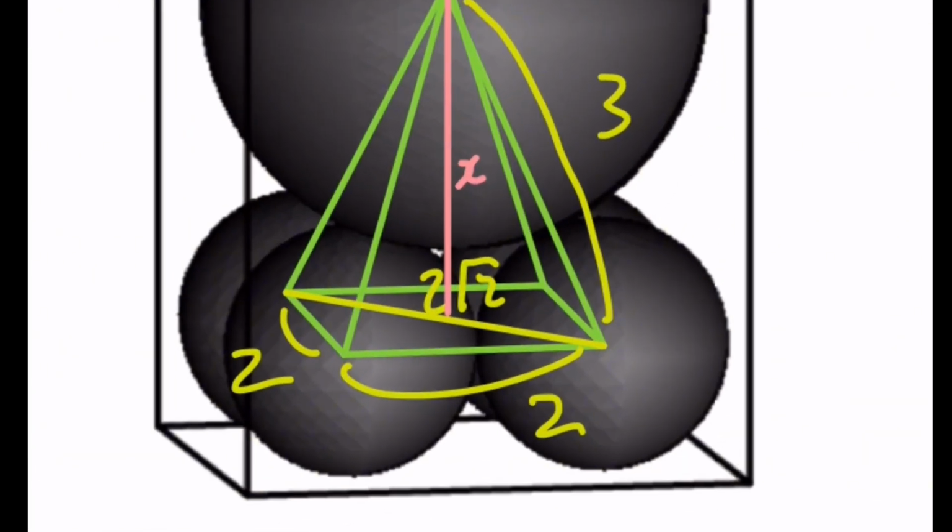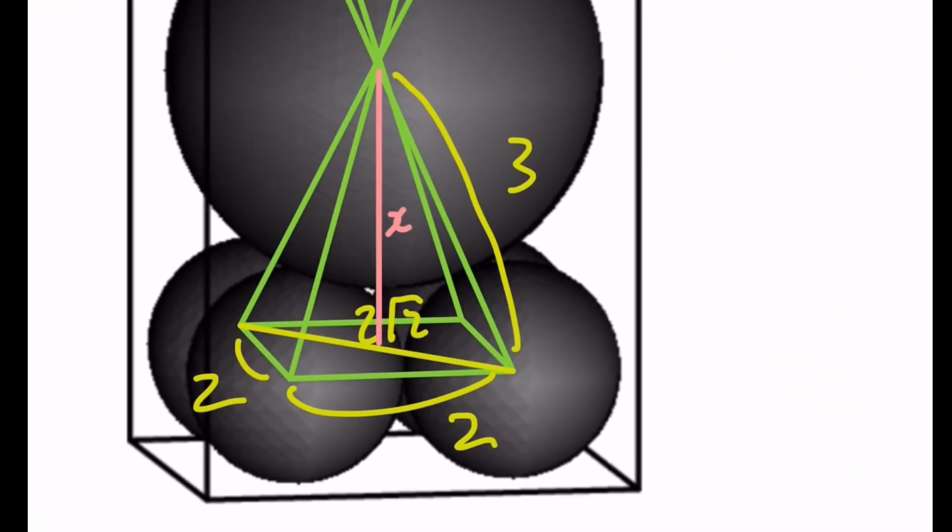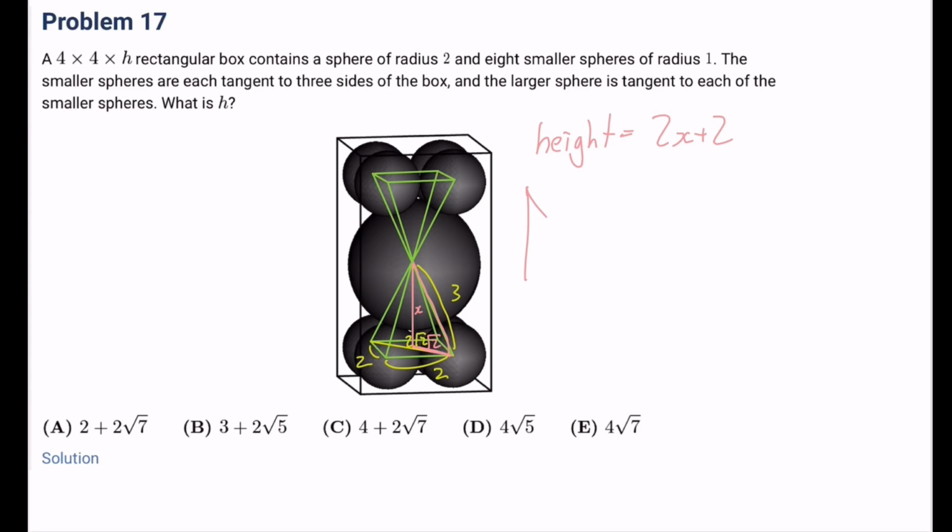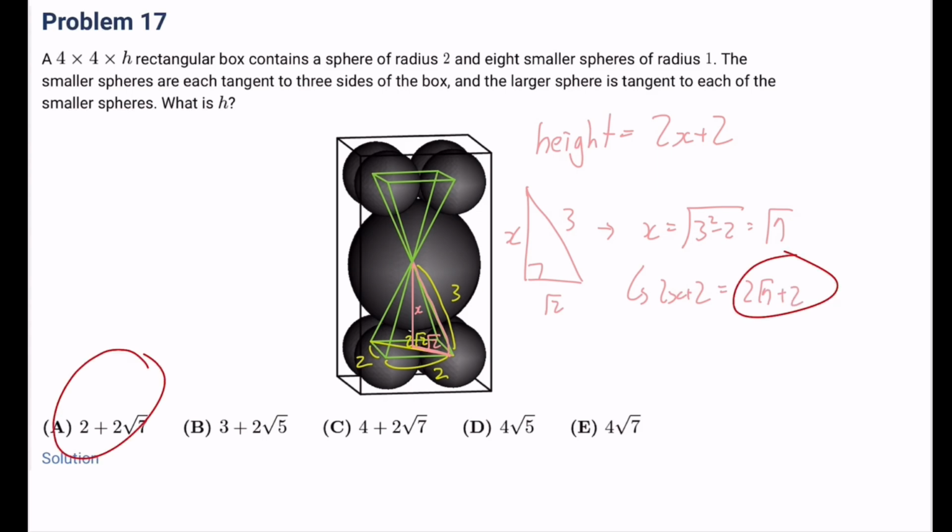And then now we can use Pythagoras, because we see that right here, that's a right triangle, and we can see that this much is x, and this much, that's half of 2 root 2, so that's just root 2, and this much, that's just 3. So if we take that out, that's going to be like that, x and root 2 and 3. This gives us that x is equal to root 3 squared minus root 2 squared, which is root 7. So 2x plus 2 equals 2 root 7 plus 2. And that's our answer, it's A.